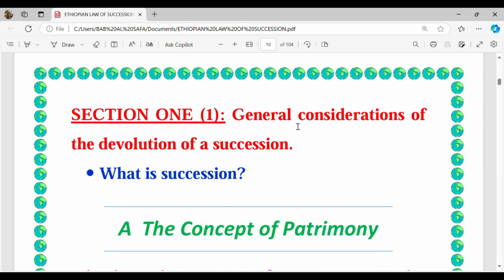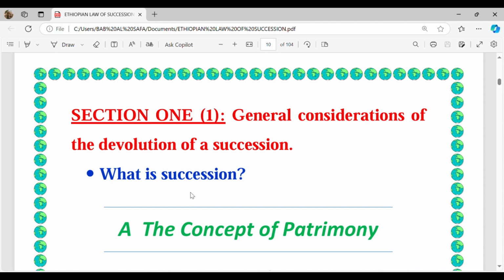And section 1, general consideration of the devolution of succession. We will discuss these concepts, or we will start the discussion on this point in the next video.